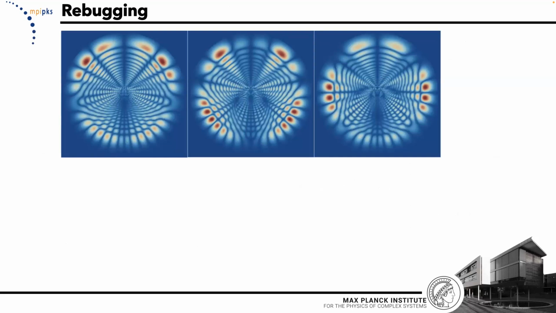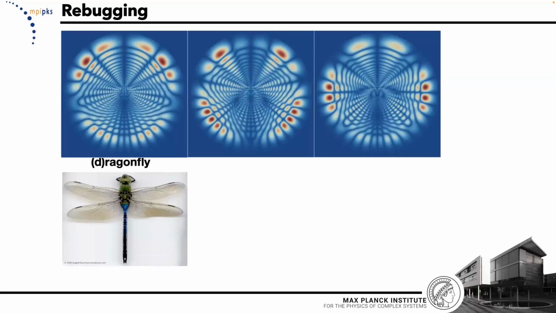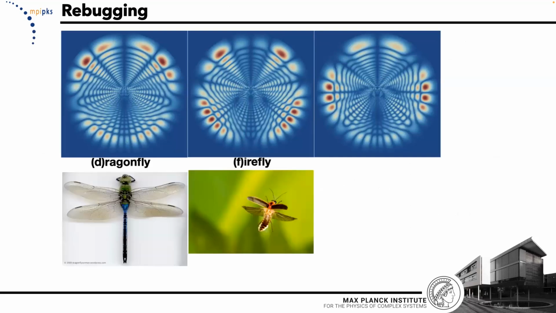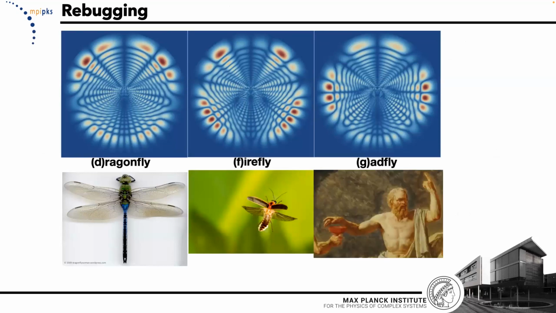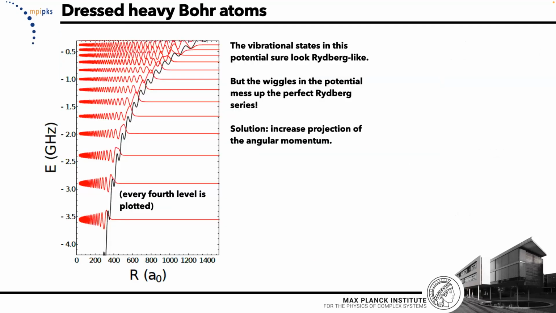Now, of course, we had to come up with some animals to describe this. So following the form, we've got fireflies for F-wave scattering, dragonflies for D-wave, of course, and of course, gadflies for G-wave scattering. But now, of course, an interesting question is if these are really Coulomb potential curves, then they should support Rydberg vibrational states. And that would be cool to see.